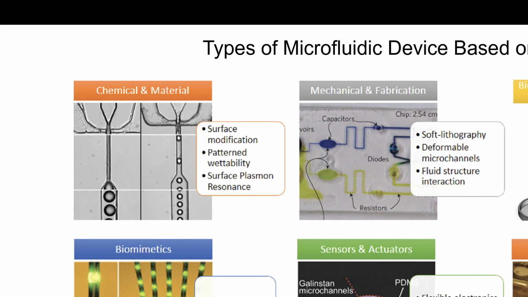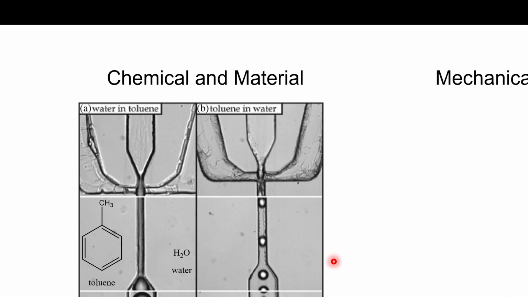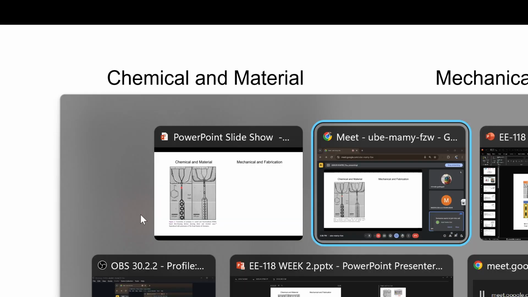Lab on chip and metafluidics can also be done using this. Here I'll discuss the chemical and material one, just in brief, what is going on here. If we have two immiscible solvents like water and toluene, we flow this mixture of solvents through the microfluidic device from this side to this side.